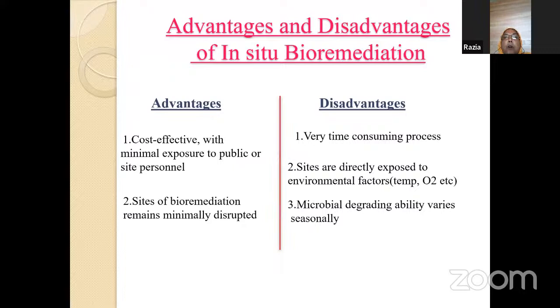So although the in situ method is very cost effective, it is a very slow process in the sense that we are not introducing any special microorganisms, but we are exploiting the natural microbial population present in that contaminated site. And still, in the present scenario, there are various bioremediation treatments being adopted in situ way. Next slide, please.